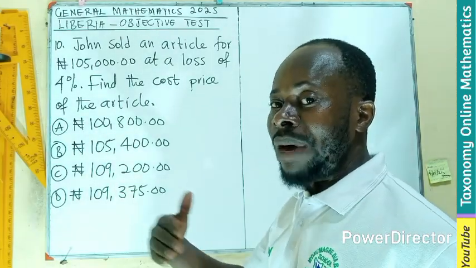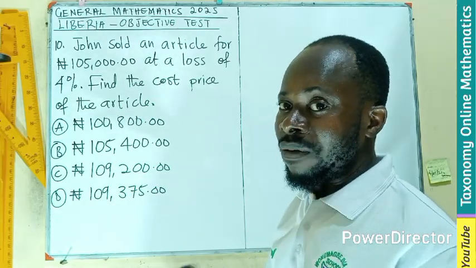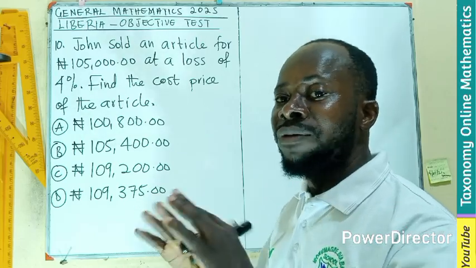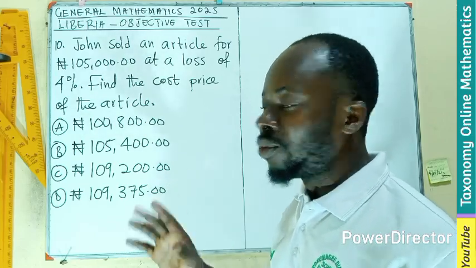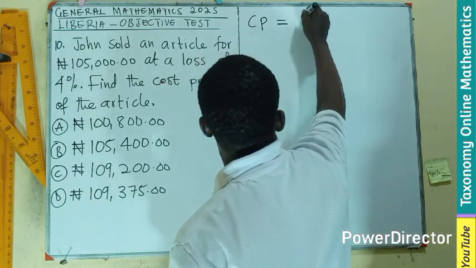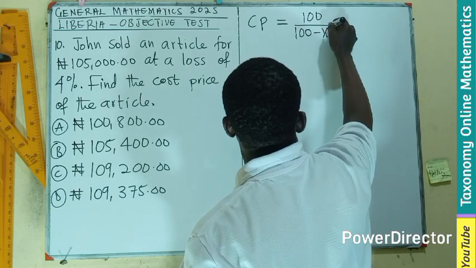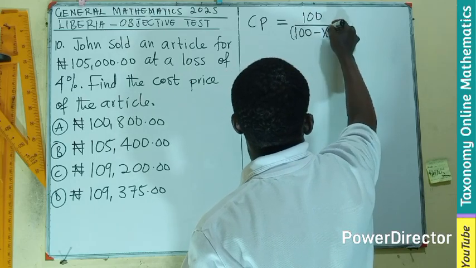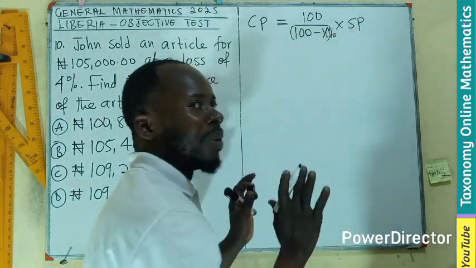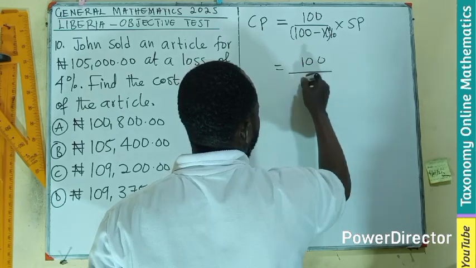Now, if you follow my tutorials I've done on percentages, I've talked about various ways of arriving at this answer. But in this episode, I'll go straight forward with using the formula. No other analysis I'm going to do. Just the direct formula. We know that cost price is equivalent to 100 divided by 100 minus the X percent, times the selling price. I'm going straight forward with the formula. So you can check my playlist for the tutorials I did on that.